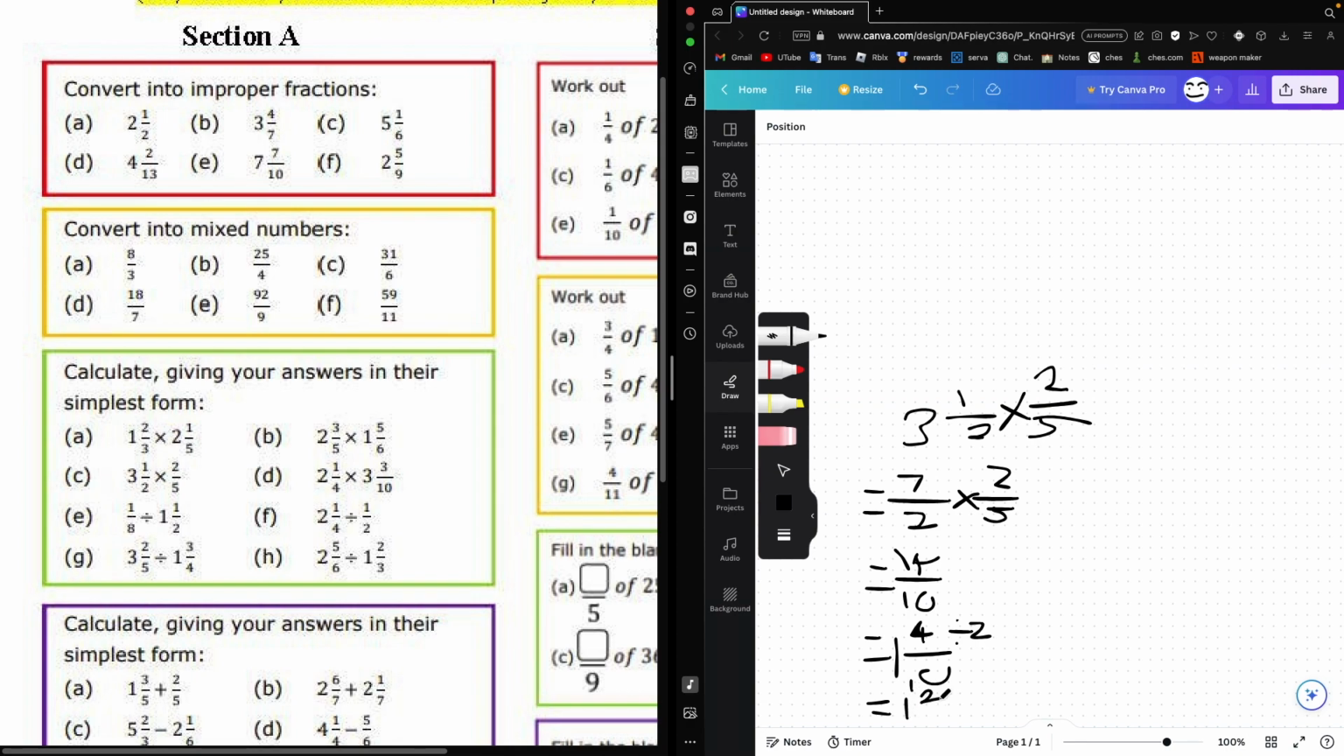1 over and 1 and 2 over 5, because 10 divided by 2 itself.